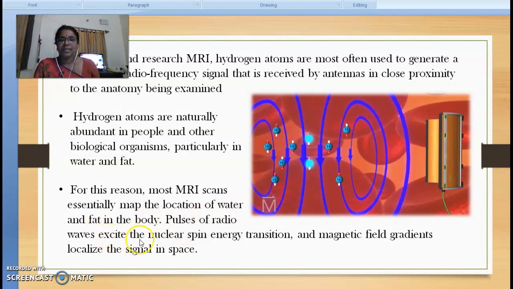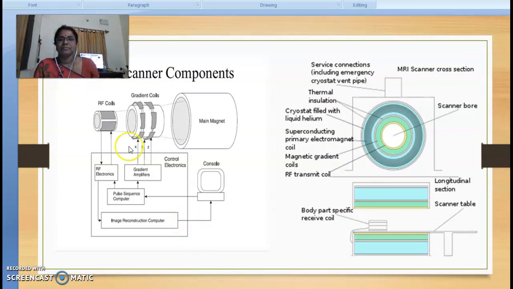Pulses of radio waves excite the nuclear spin energy transition, and magnetic field gradients localize the signal in space. These are the various components of the MRI. RF coils means radio frequency; we are passing radio frequency only. These are all gradient coils. The main magnetic field is nothing but electromagnetic radiation, and the main magnets are there. These are the main components, and from these many subcomponents are also there.